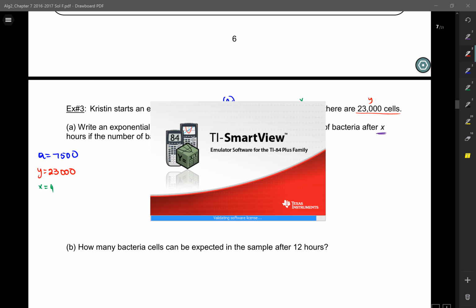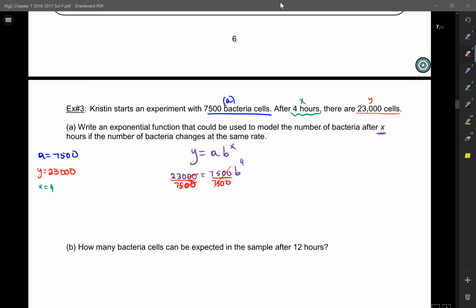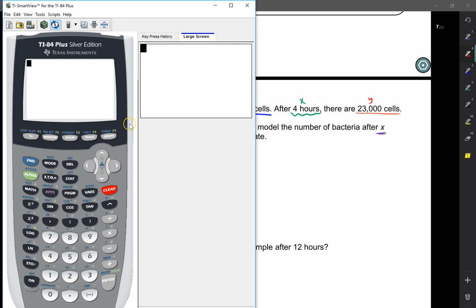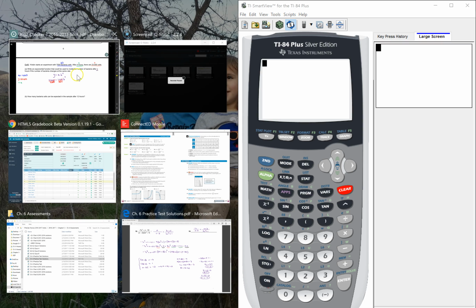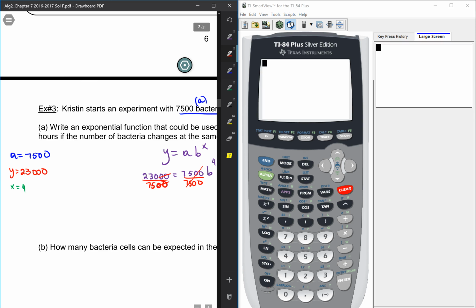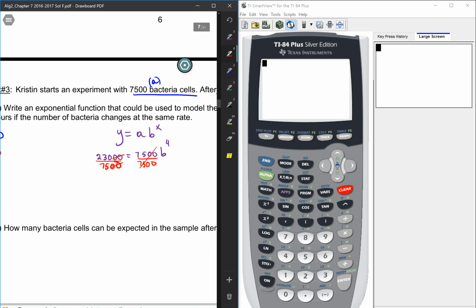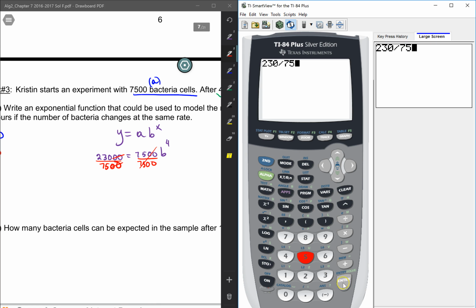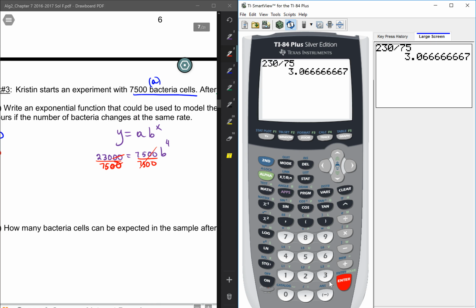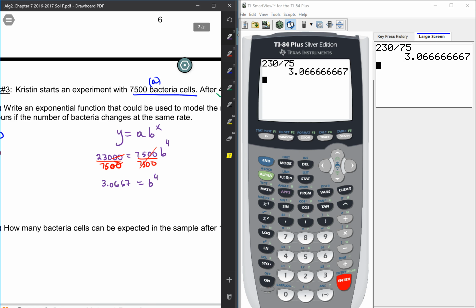So let's plug this in, and I'm going to show you how we're going to do this. Please take out your calculators. I need you guys to follow this with me. Okay, so here I have 230 over 75. And that's 3.0667 equal to b to the 4. Now, I just write that number as a placeholder for me. I'm not really going to type that number in ever.